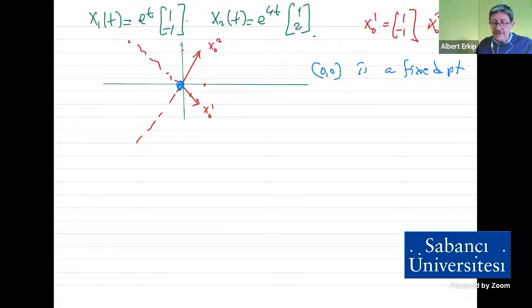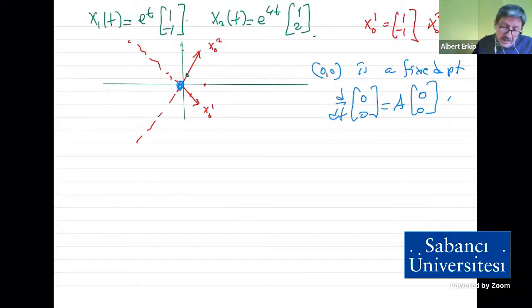Do you see that? Because it satisfies d/dt of (0, 0) equals A times (0, 0). In fact, that's the only fixed point. And then if I start here, it's going to go up, because here I have e to the 4t times (1, 2). So solutions like this will go up. Now, what about here? Solutions like this will come out. This is e to the 4t times (1, -1).